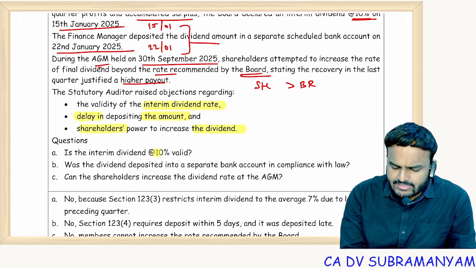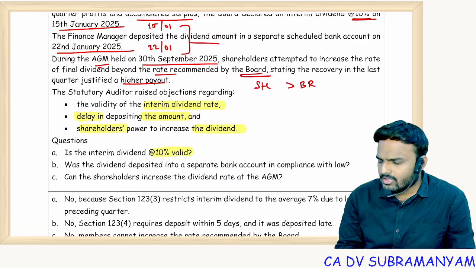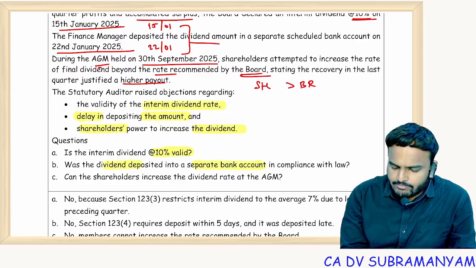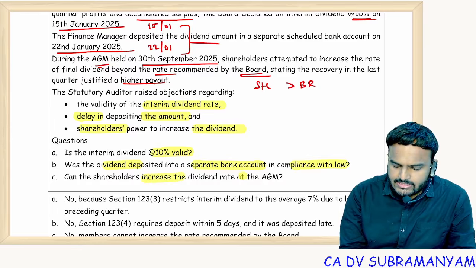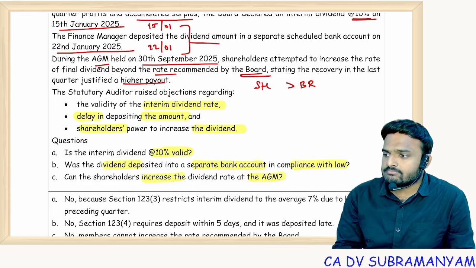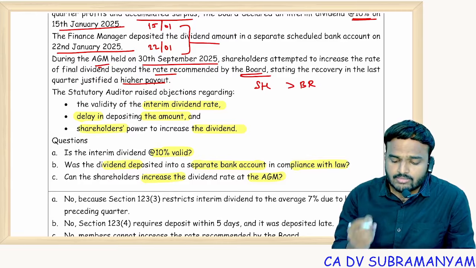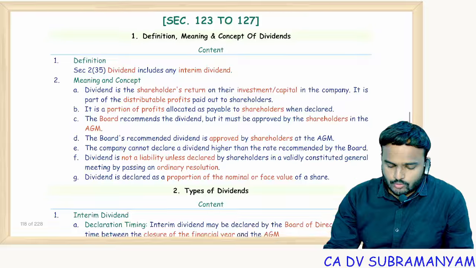Questions: is the interim dividend at the rate of 10% valid? Was the dividend deposited into a separate bank account in compliance with law? Can the shareholders increase the dividend rate at the AGM? So these three questions we are going to answer. But before that, just open the material.